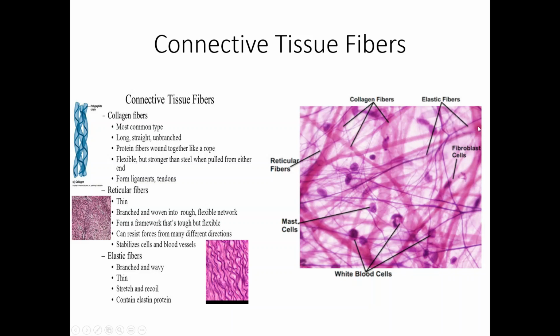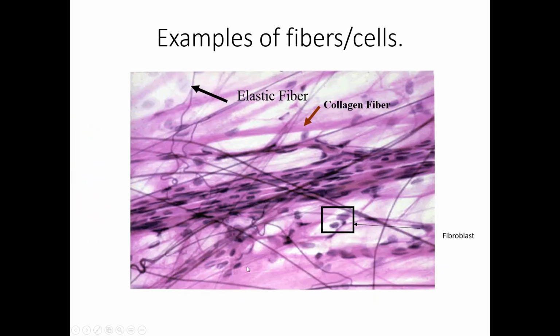The ones that are labeled up here aren't nearly as wavy. The ones that you are most likely to be asked to identify would be very, very visibly wavy. I usually call them black squiggles. So we see this is much more wavy here. The collagen fibers were the thick pink ones.